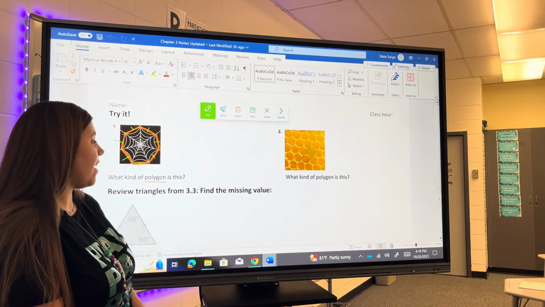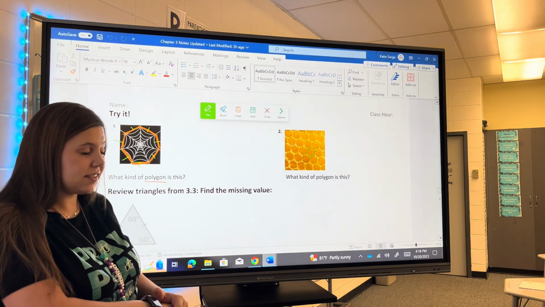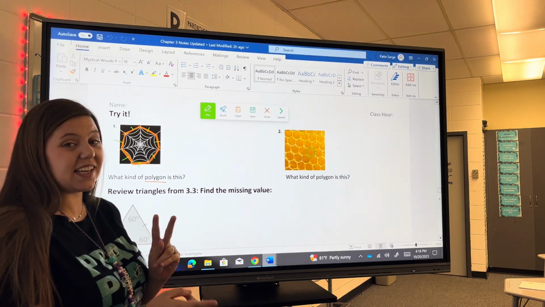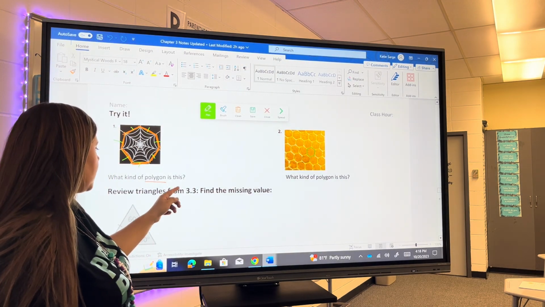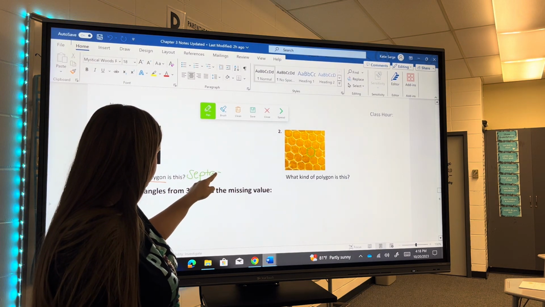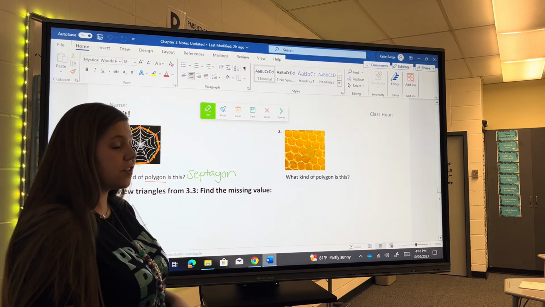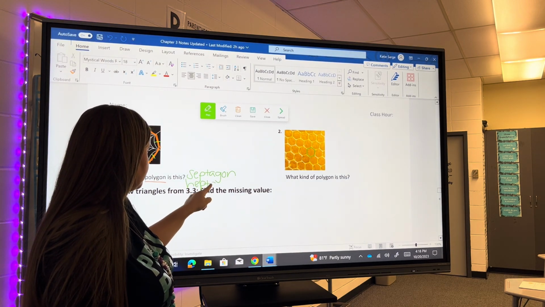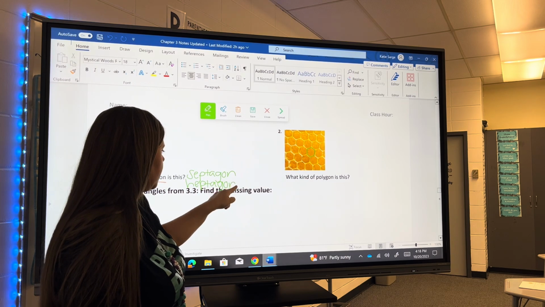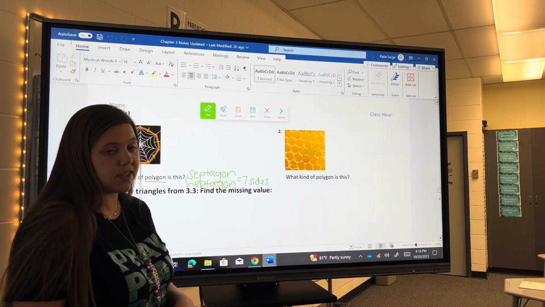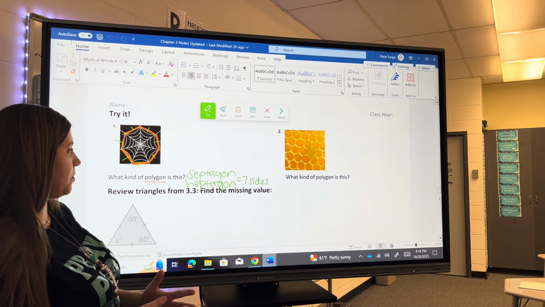Do you know what a 7-sided shape is called? Maybe? It actually has 2 different names. You can call this a septagon, or we also see it called a heptagon. Okay, septa or hepta both means 7 sides. So a 7-sided shape is a septagon or heptagon.